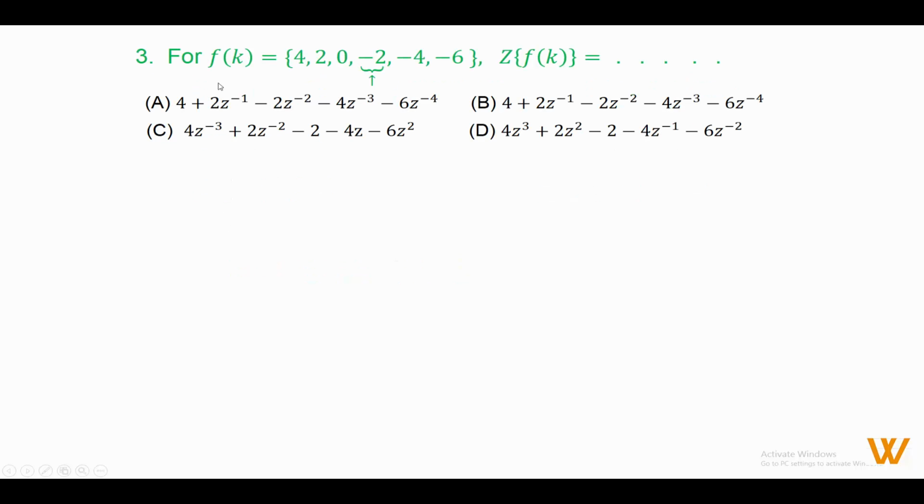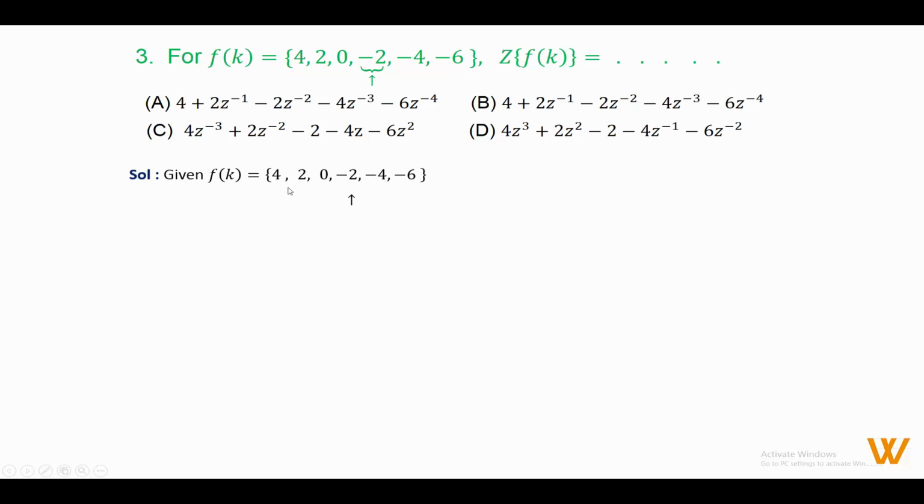Third one, for f of k equal to the sequence 4, 2, 0, minus 2, minus 4, minus 6, find Z of f of k. Find Z of f of k means find the Z transform of sequence f of k. In the sequence, the arrow means this is the value of the function at k equal to 0, meaning this is f of 0. Then this one is f of 1, this is f of 2, this is f of minus 1, this is f of minus 2, and this one is f of minus 3.